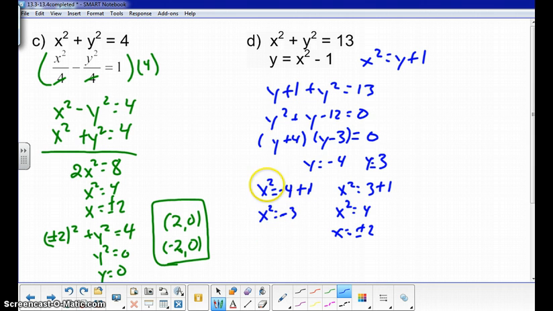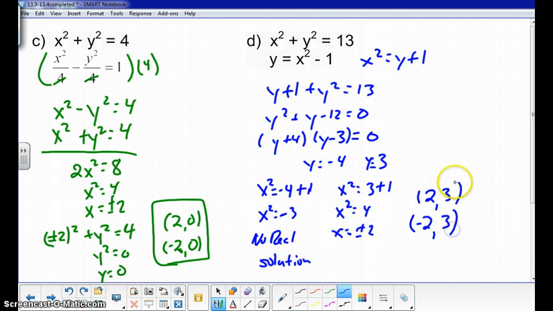Please notice when you get the x squared value equals negative 3, this is no real solution for that one. The imaginary number, so our only solution really is when we have the x value is 2, 3, and the x value of negative 2 when y is also 3. Okay, so that concludes our examples for solving systems of equations.